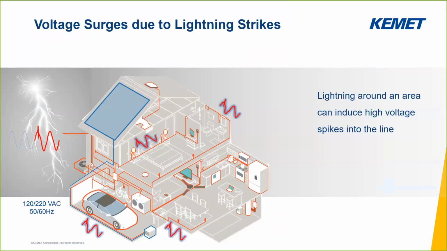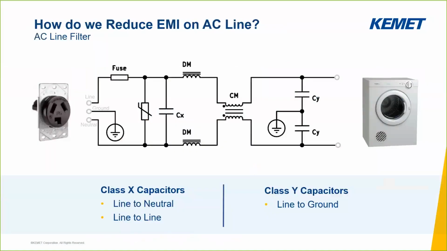In addition to EMI, lightning can occur around the home and induce high-voltage transient spikes on the mains voltage lines. These high-voltage transients can be distributed throughout the home's power network and damage all the connected devices. So, knowing that many devices can generate unwanted EMI, how is EMI reduced so as not to affect other devices?